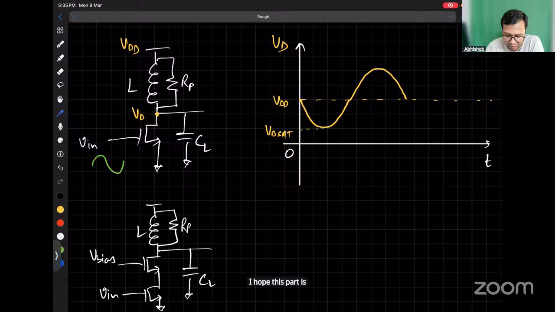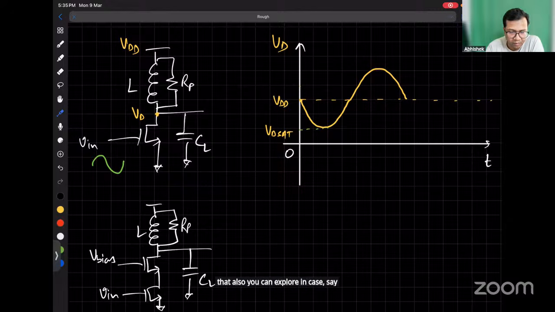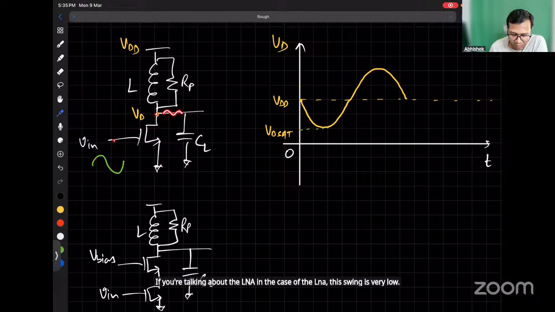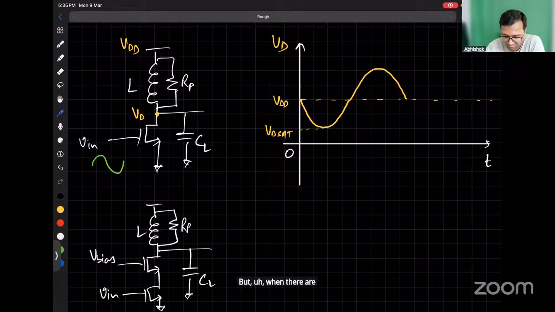There is another way where you can get a higher voltage swing at the output. That is by using a differential topology. So you can explore that in case you have some issue in the output voltage swing. In the case of the LNA, the input swing is very low and the output swing is also very low. So in those small signal cases, you can ignore this part. But when there are large signals, we have to be really careful.